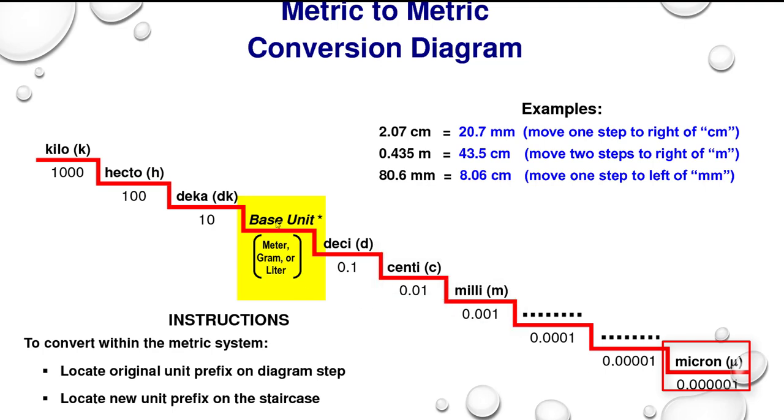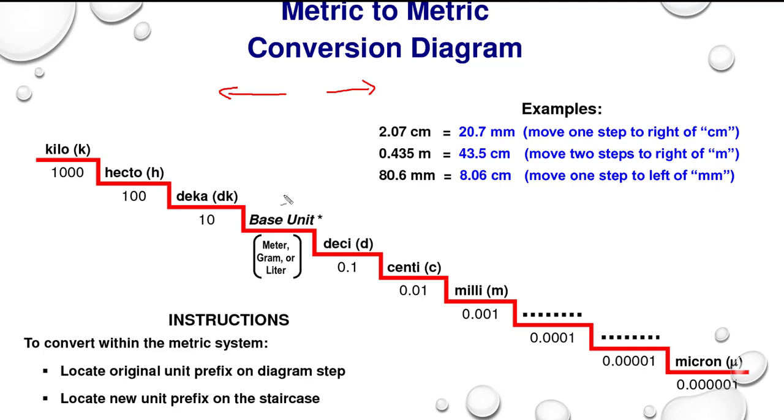Okay, so to do this, we're just going to take the base unit. If we're going to move the decimal point to the left, that means we're moving up the staircase. If we're moving down the staircase, we're going to move the decimal point to the right.